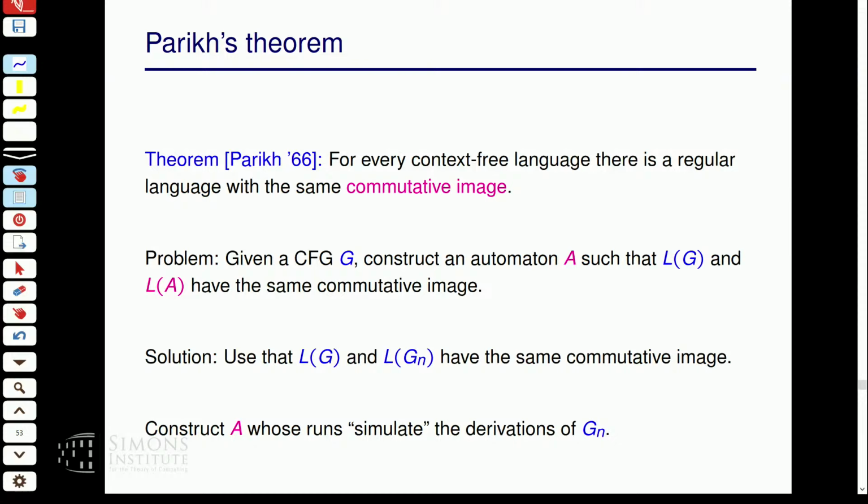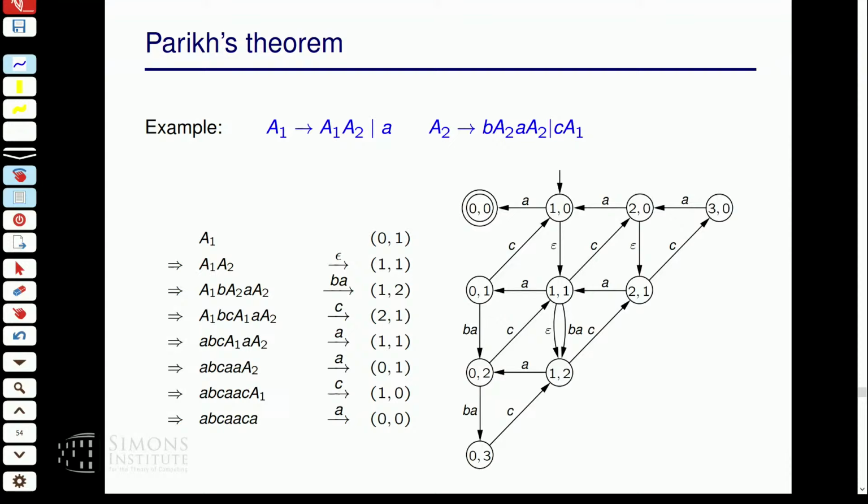And then, Don, you're not going to understand this, but doesn't matter. If you take this context-free grammar, our algorithm will construct this automaton. I'm not going to tell you how, but this is a constructive version of Parikh. Parikh's theorem tells you this regular language exists. Of course, the proof gives you a construction, but it's not very nice, I must say. I think this is much nicer.